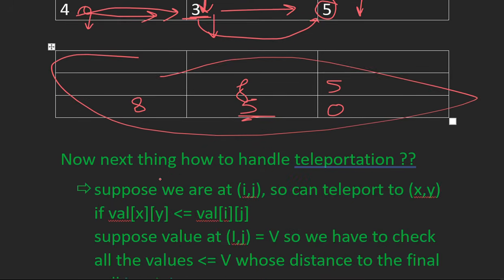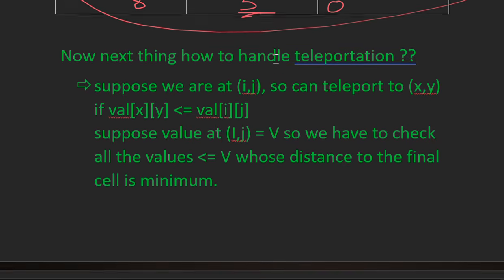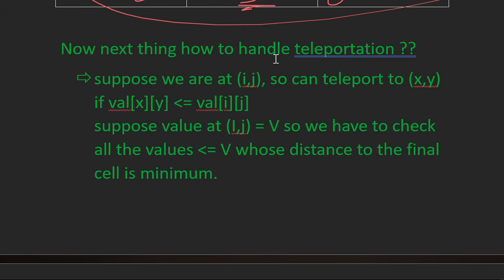So this was without teleportation. Next is how we will handle the teleportation. The basic condition for teleportation that they have mentioned is that we can move from a cell i comma j to a cell x comma y if and only if the value at x comma y is less than or equal to the value at i comma j.